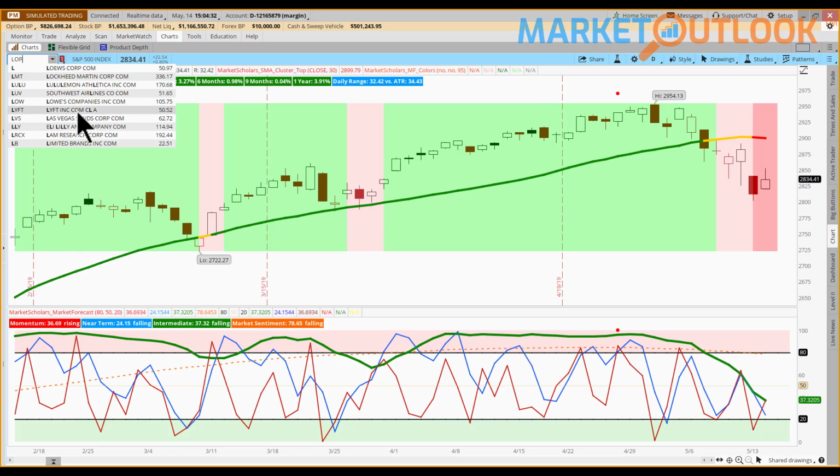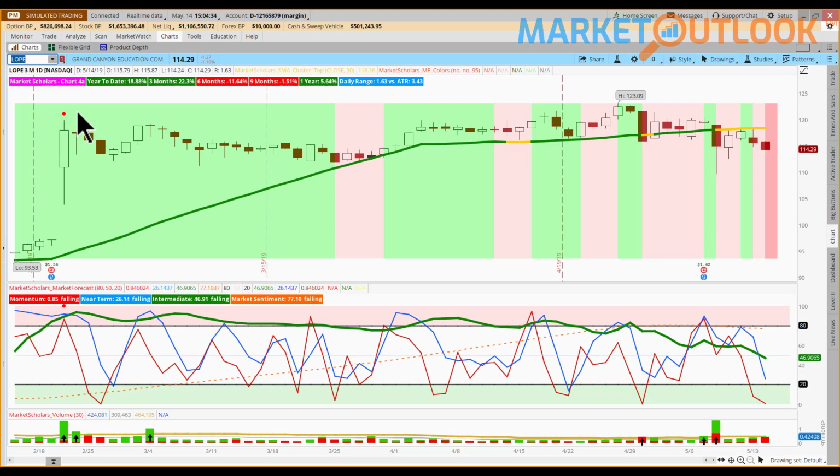And today I wanted to look at LOPE. This is Grand Canyon Education. LOPE is the ticker symbol, which I believe is their mascot as well. Somebody told me along the way, maybe the antelopes. But anyway, this is a private college or education company. And as you can see here, it actually reported back here in February what appears to be a spectacular number, because that stock went from about $96 all the way up here to about $118 in one single session.